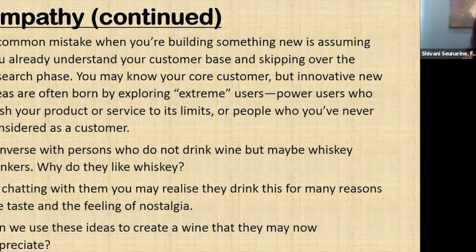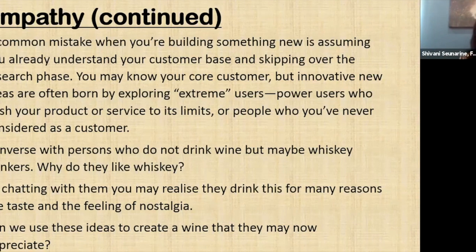So these are the extreme users or power users, the people who you don't consider will purchase your product. But find out, listen to what they have to say. By chatting with them, you may realize that they drink this for many reasons: the taste and the feeling of nostalgia. They may drink whiskey for some different reason. There are so many different reasons why people do something. Can we use these ideas now to create a wine that they may now appreciate?